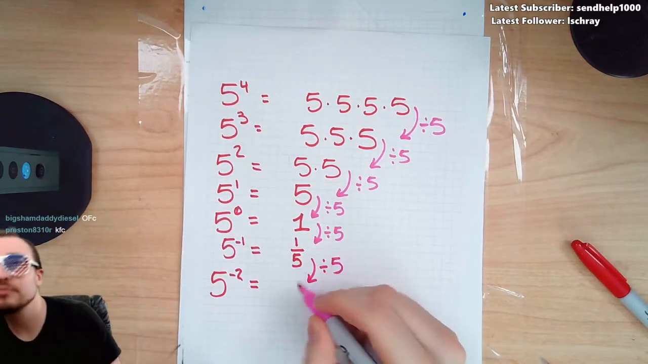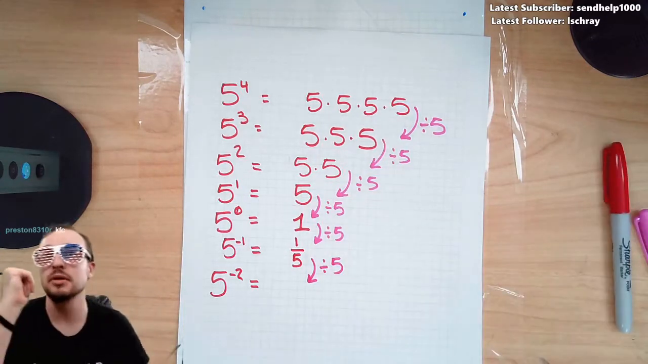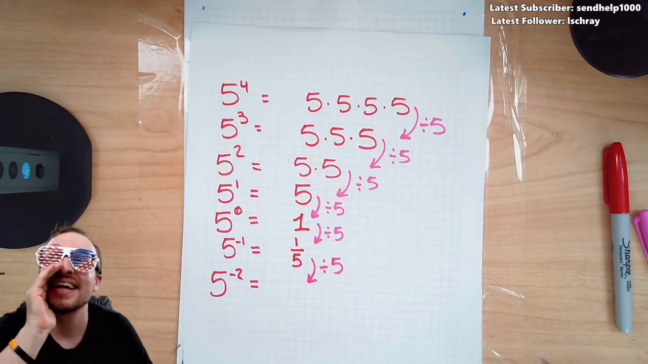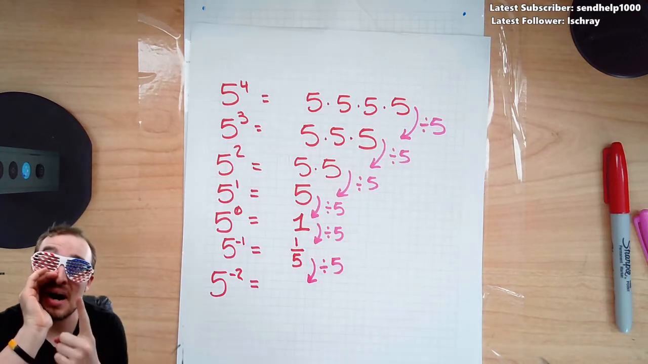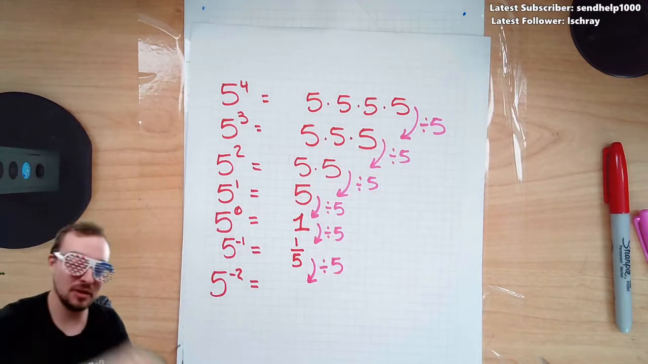Divide by 5 again, right? I got another lesson for you. Fractions are division for lazy people. Division is just multiplication done on the bottom. You get it? Multiplication done on the bottom. You know what I'm talking about? You smell what I'm stepping in here?